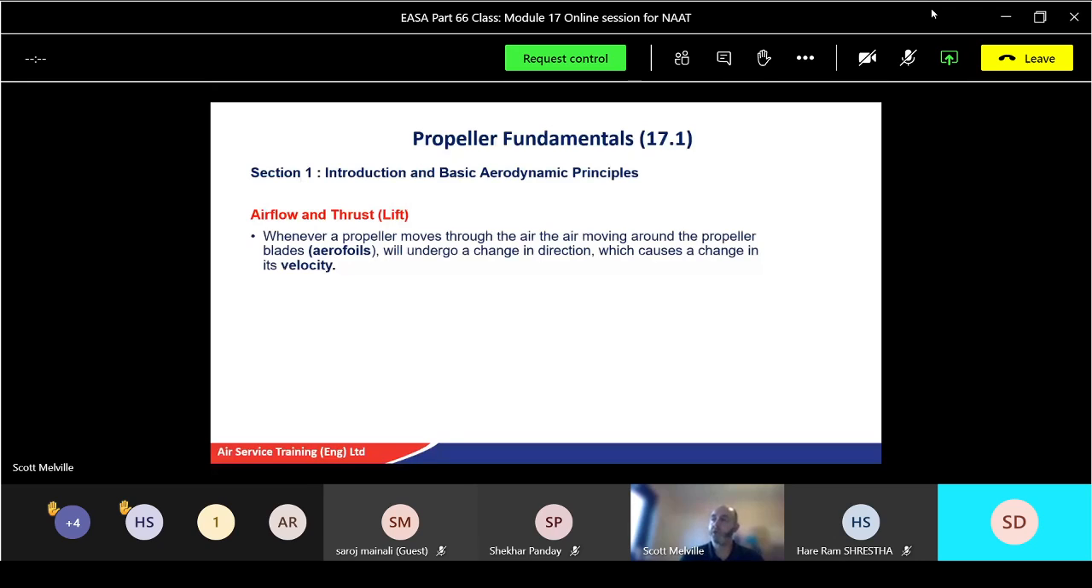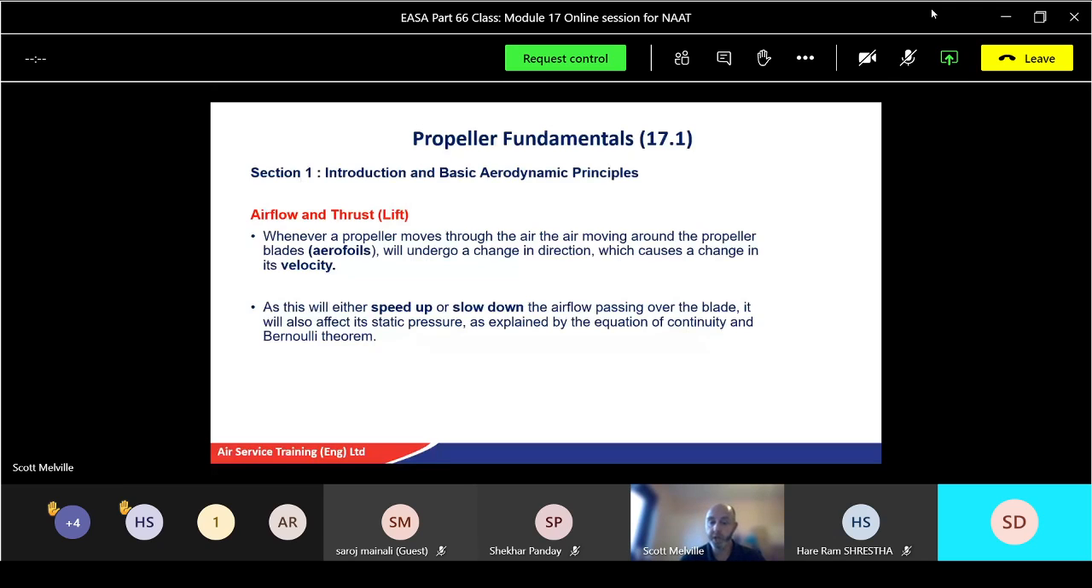Whenever a propeller moves through the air, the blades, or the aerofoils, as I said before, are basically wings attached together around the central hub, and the air moving around them will undergo a change in direction. And a change in direction will also change the velocity. What I mean by change in direction is the angle of attack. This will either speed up or slow down the airflow passing over the blade, and it will also affect the static pressure, as explained by the equation of continuity and good old Bernoulli's theorem.